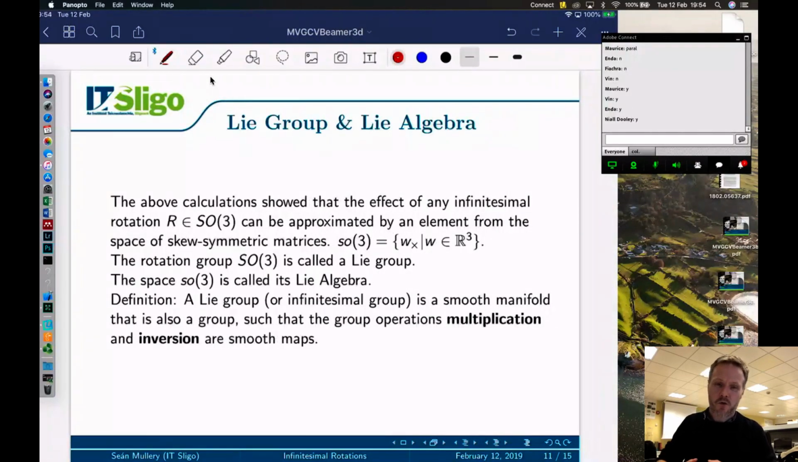So the above calculations showed that the effect of an infinitesimal rotation on R3 can be approximated by an element from the space of skew-symmetric matrices. And the rotation group SO3 is called a Lie group, and the space so3 is a Lie algebra. The definition is that a Lie group is a smooth manifold, which I kind of showed you here as best I could. It's a smooth manifold that is also a group, such that the group operations multiplication and inversion are smooth maps. Notice that I didn't say addition there. Addition won't be smooth, but if I move it up into this Lie algebra, we can do that.